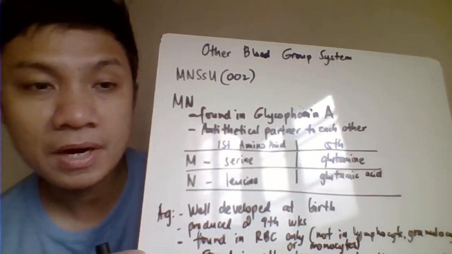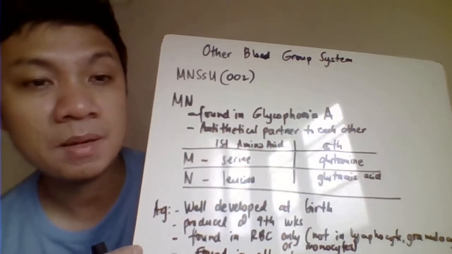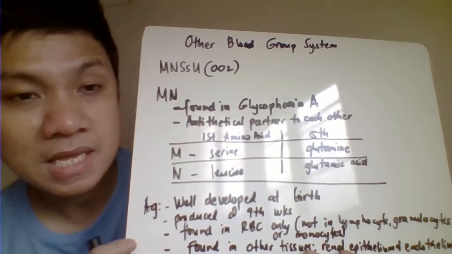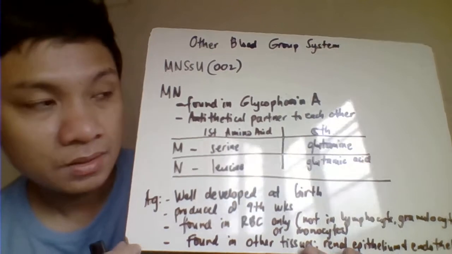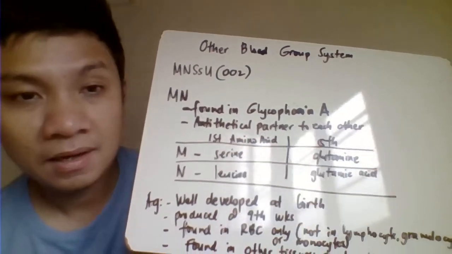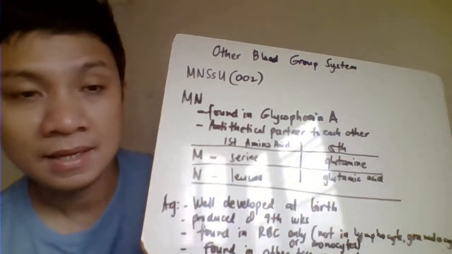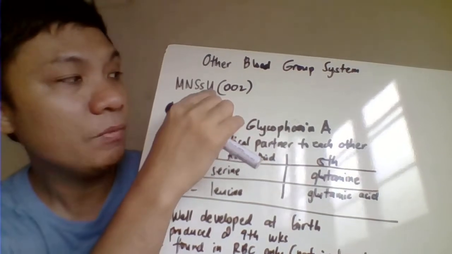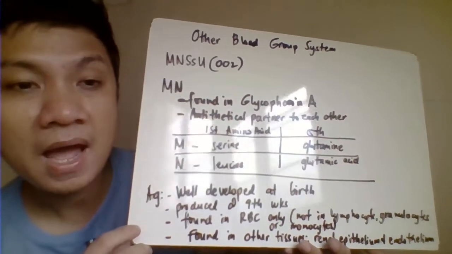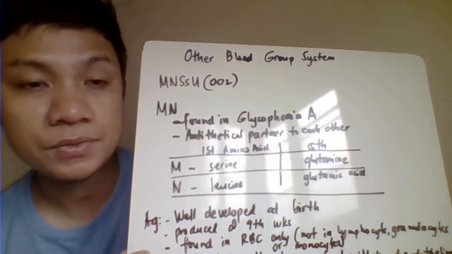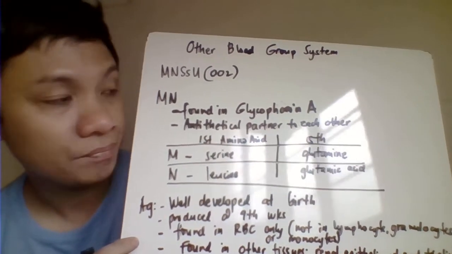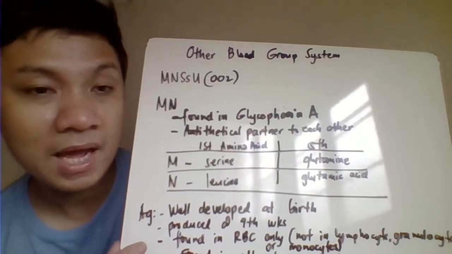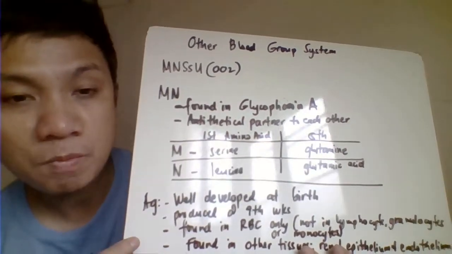So to start, we have the MNSs U blood group system. This blood group system has been assigned the ISBT number 002. First, the M and N are antithetical partners to one another, meaning to say they are always together. Then we also have the bigger S, smaller s, and the U blood group systems, which are also antithetical partners to one another. The bigger S and smaller s are closely linked with the U blood group system.